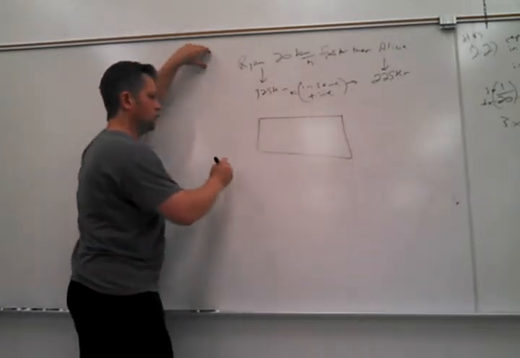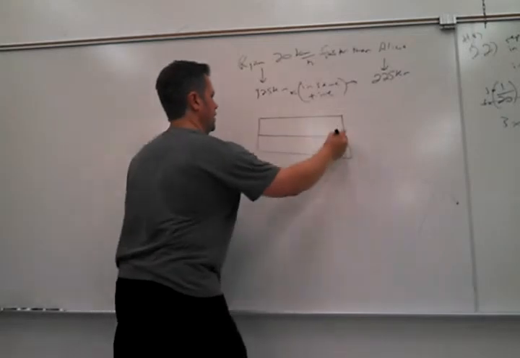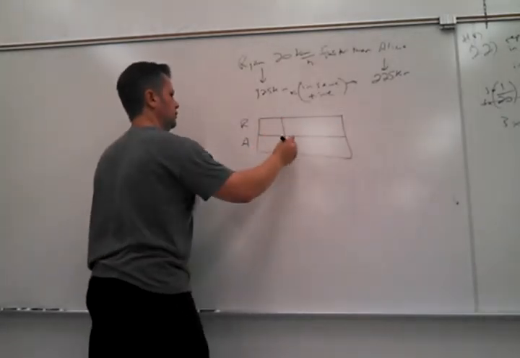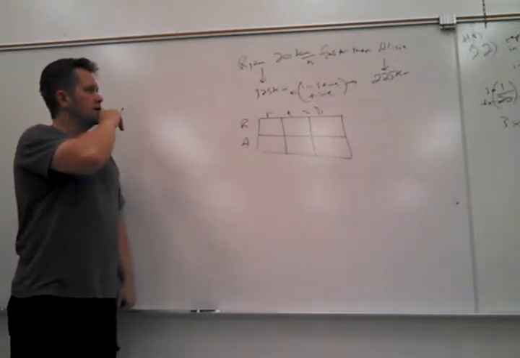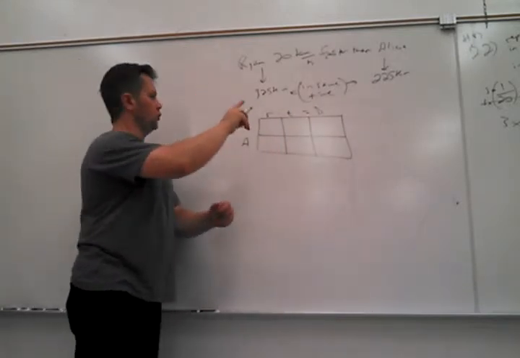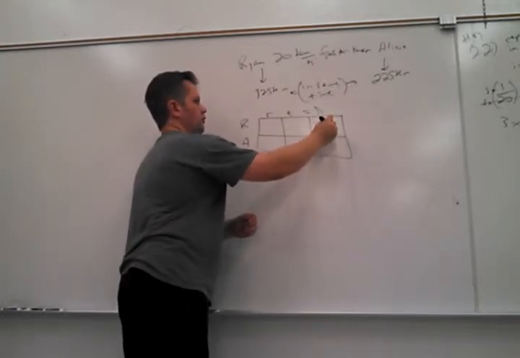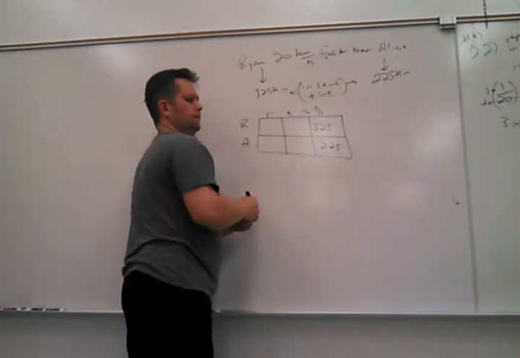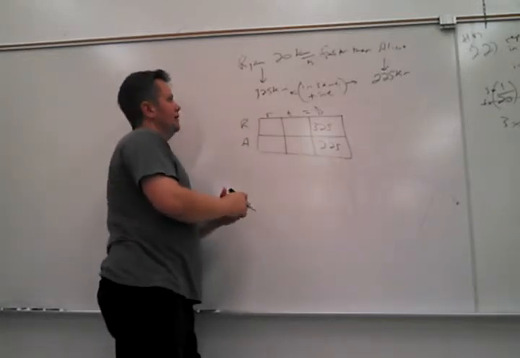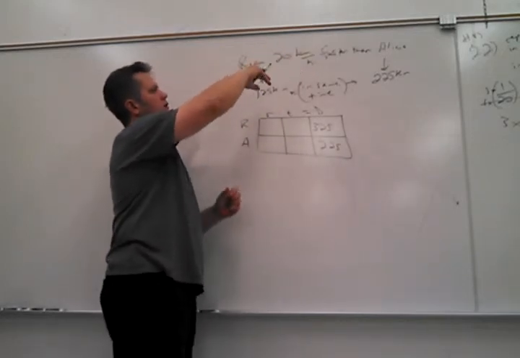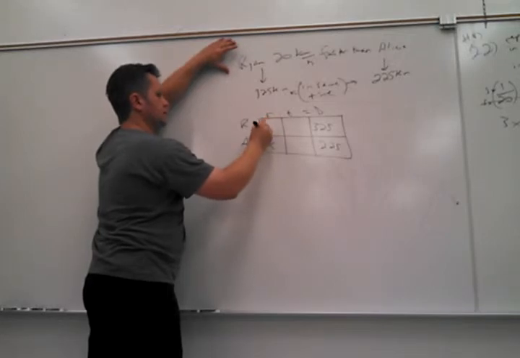So I can make a little box if I want to. You don't have to if you don't want to. There's a decent organization thing. I've got Ryan, I've got Alicia. Rate times time equals distance. The thing I know for sure is Ryan went how far? 325 and Alicia 225. Next, who's going to be just X as far as their speed? So if Alicia's X, Ryan is X plus 20.